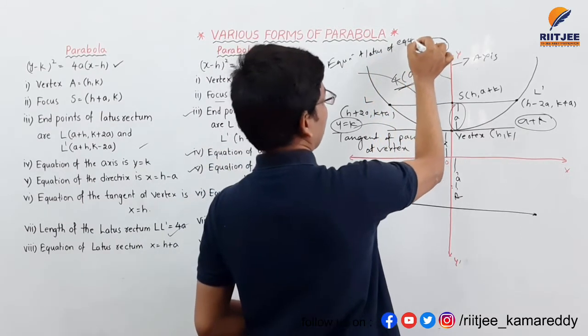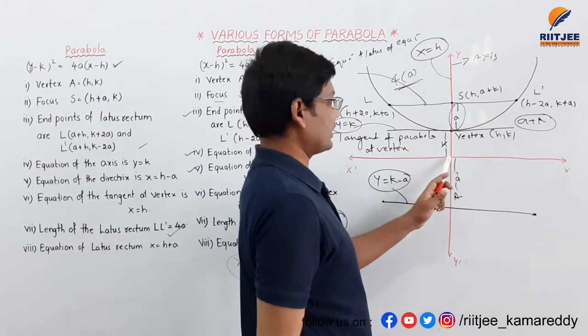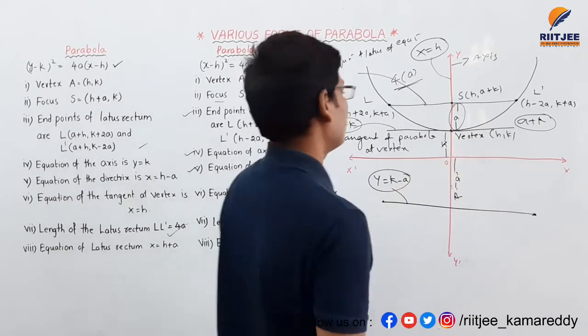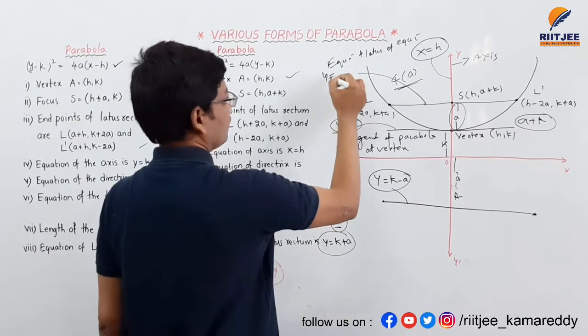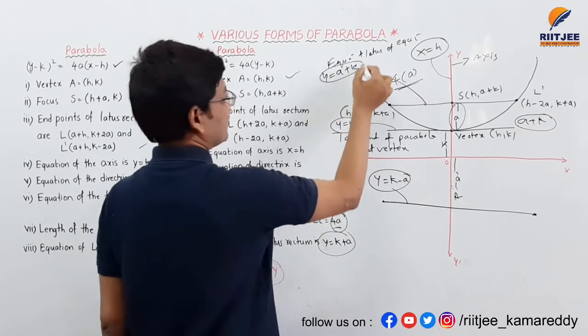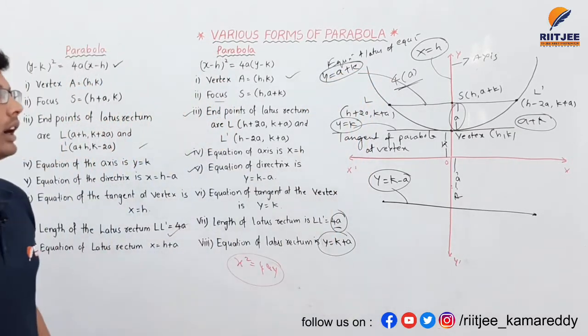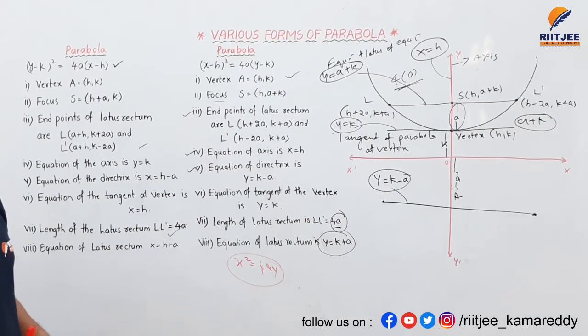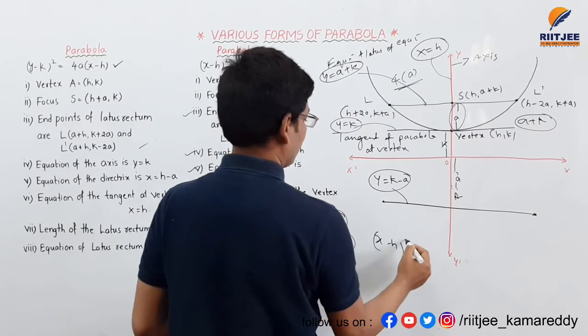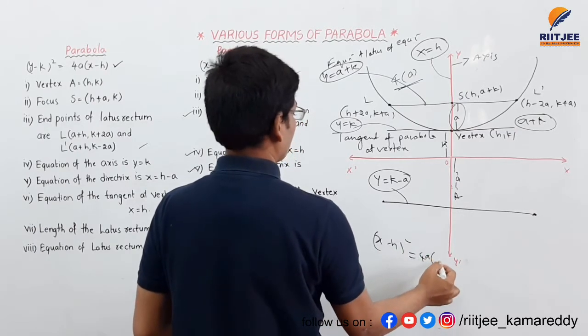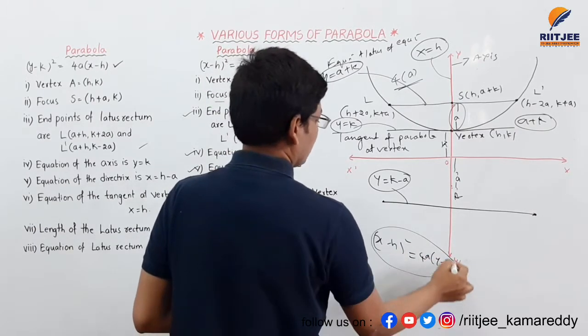The equation of the latus rectum will become, this is a distance of a plus k, then the equation of the latus rectum is y is equal to a plus k. This is the equation of the latus rectum, and this is all about the points of the parabola (x minus h) whole square is equal to 4a into (y minus k).